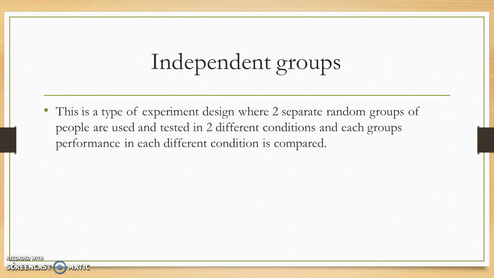I will now be talking about different experiment designs. The three I'll be talking to you about are independent groups, repeated measures, and matched pairs. Independent groups. This is a type of experiment design where two separate random groups of people are used and tested in two different conditions, and each group's performance in each different condition is compared.